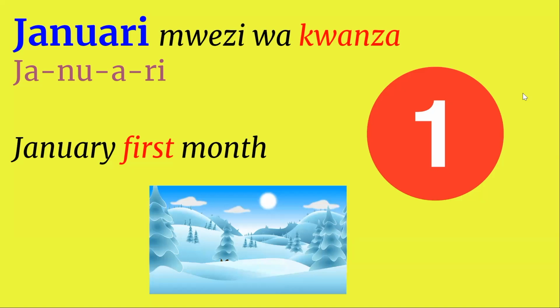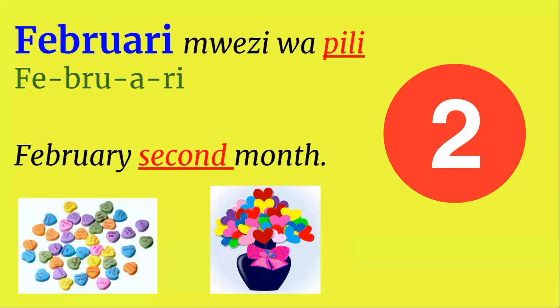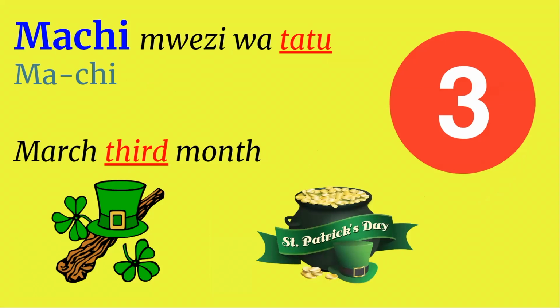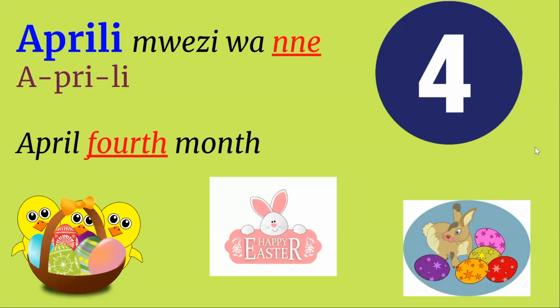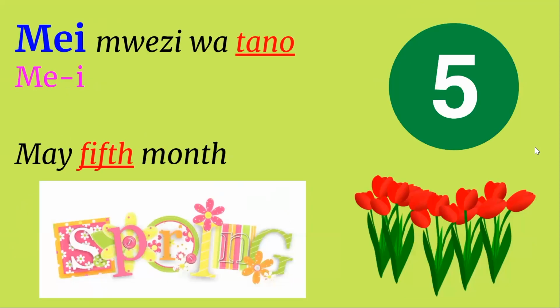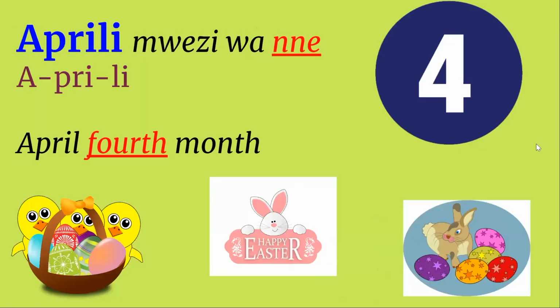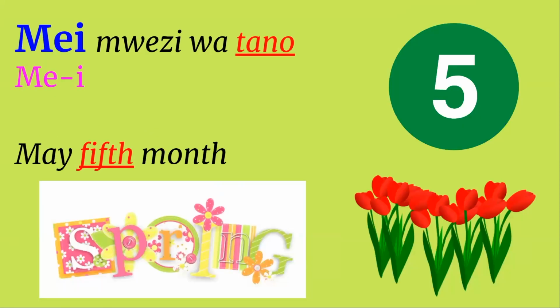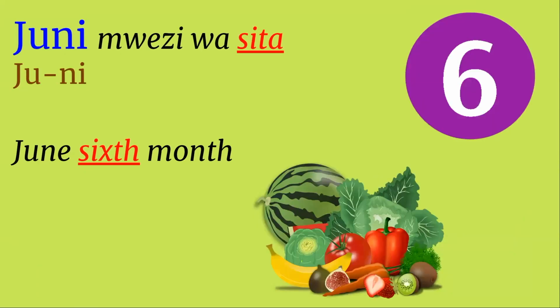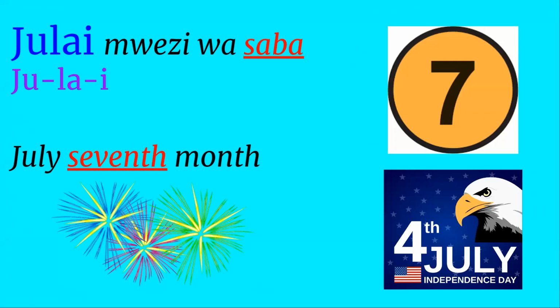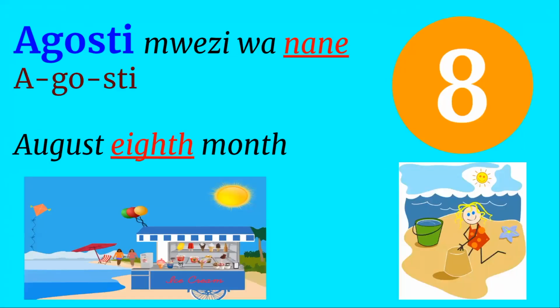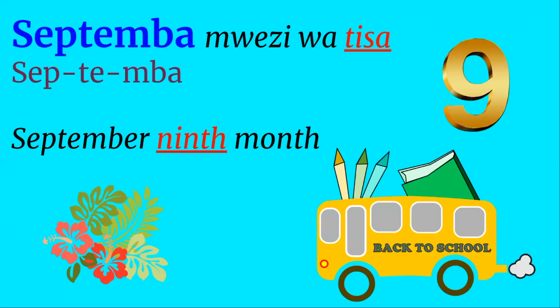Januari, Februari, Machi. Aprili, mwezi wa nne. Mei, mwezi wa tano. Juni, mwezi wa sita. Aprili, Mei, Juni. Julai, mwezi wa saba. Agosti, mwezi wa nane. Septemba, mwezi wa tisa.